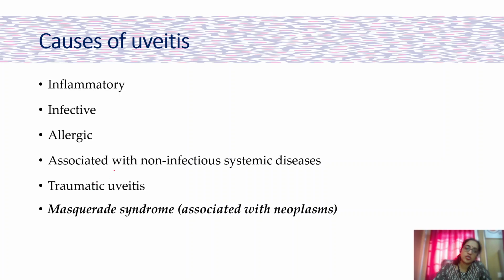So what are the causes of uveitis? Inflammatory, infective, allergic, associated with non-infectious systemic disorders, and traumatic uveitis. Most of our investigations are needed to find out the underlying systemic disorders. I have put masquerade in italics here because it's not a uveitis as such. We can call it pseudo uveitis. So if you want to investigate uveitis, you have to first rule this out.